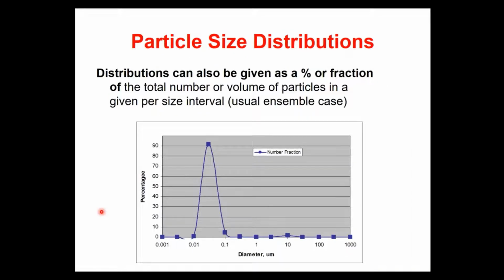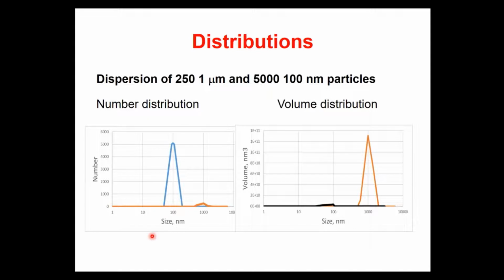Any of these distributions can be plotted not in terms of true numbers, but in a percentage of the total particle number or volume present. And this is typically how we encounter it in DLS, because we don't get absolute concentration numbers out of DLS, at least not directly. So these two distributions of the same particle sample will look very different, as you have probably encountered if you've ever switched back and forth between number and volume distributions.